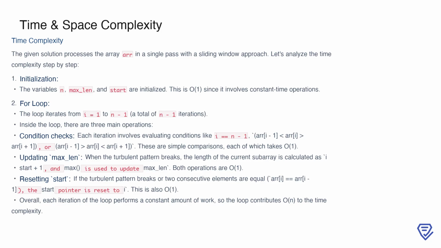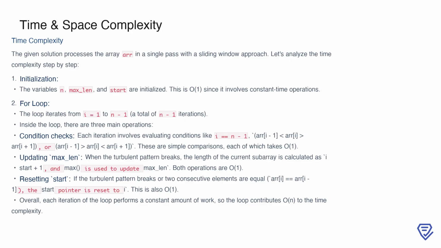In this algorithm, we process the input array using a sliding window approach, which ensures that we traverse the array just once. Now, let's break down the time complexity. First, we initialize variables such as n, max_len, and start. These operations are straightforward and happen in constant time, so they contribute O(1) to the overall complexity. Next, the main work happens inside the loop, which iterates from index 1 to n-1, meaning it runs n-1 times.